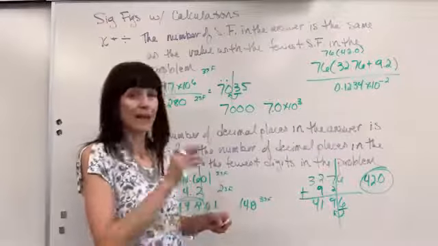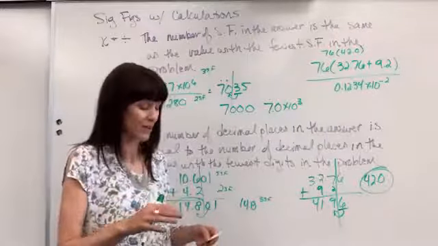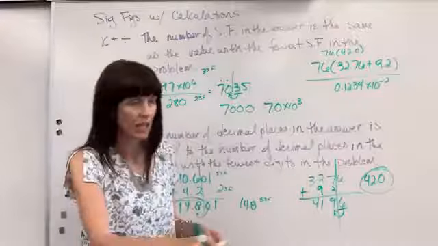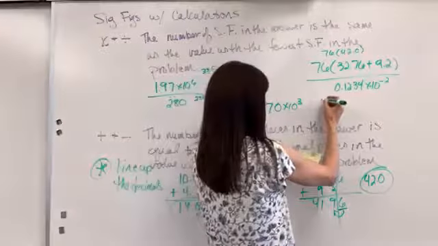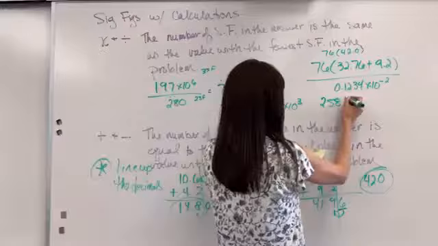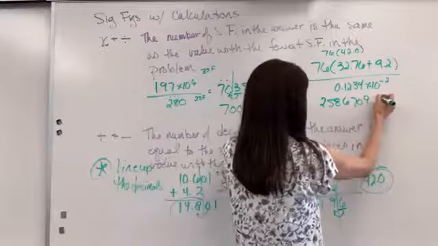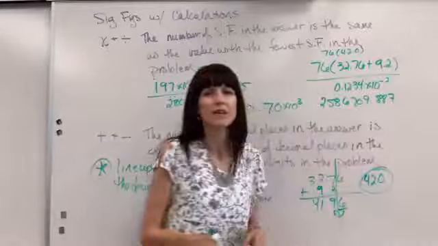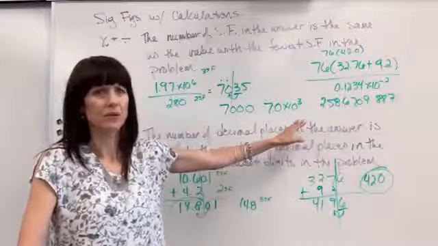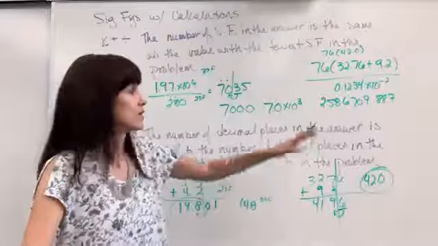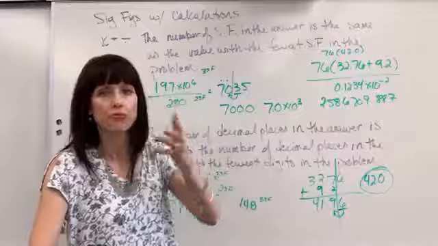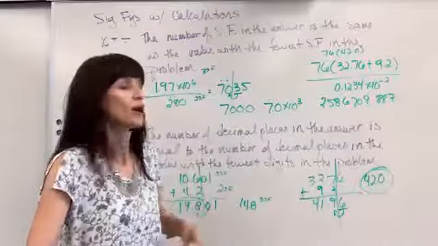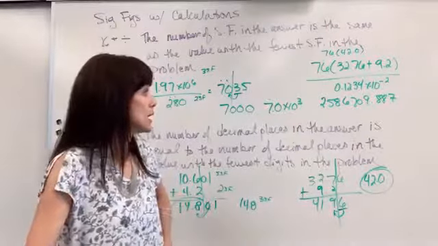Now I'm going to write down the calculator dump. So I did this on my calculator. I'm going to write down every digit the calculator showed me. It gave us 2586709.887. And by the way, never write a calculator dump anywhere. Never write a calculator dump. It will infuriate your science teacher. Always do your best with sig figs.